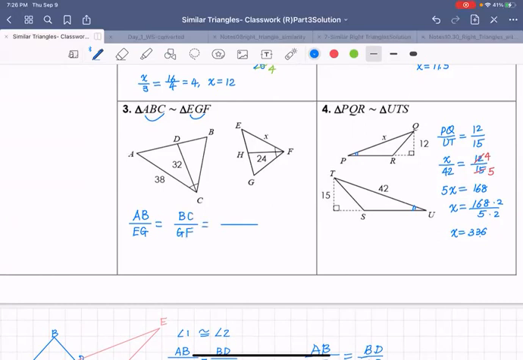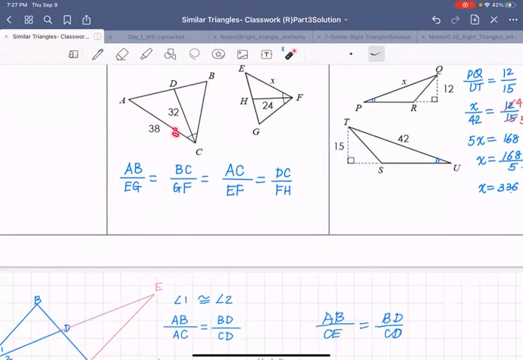AC over EF. There you go. Who else? That's all. The corresponding angle bisector. Let's write one more. DC over FH. Okay.